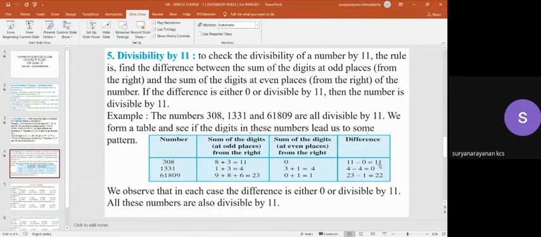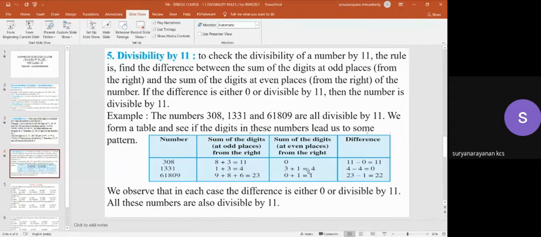Okay. Next, see the next number, 1331. Here also we add the digits in odd places. 1 plus 3, that is 4. And after that we add the remaining digits which are left, that is 3 plus 1, that is equal to 4.